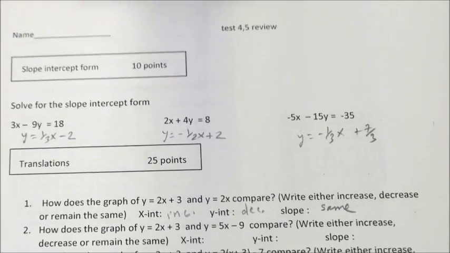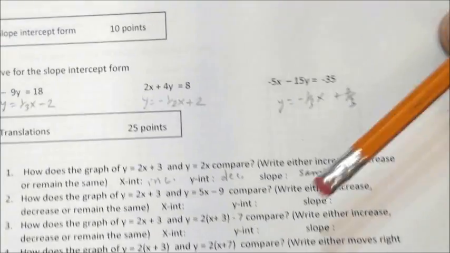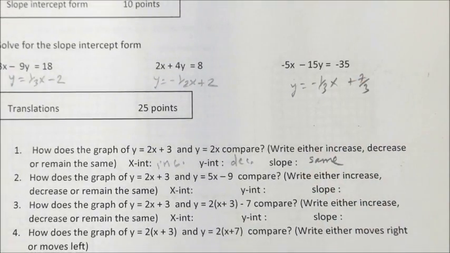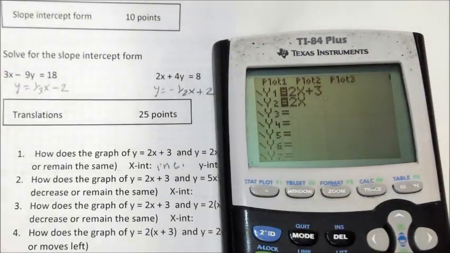And that's how we do the first one. Let's go to question number 2. How does the graph of y equals x plus 3 and y equals 5x minus 9 compare? Let's go ahead and do it again. In order to see how they compare to each other, I have to graph both of them.